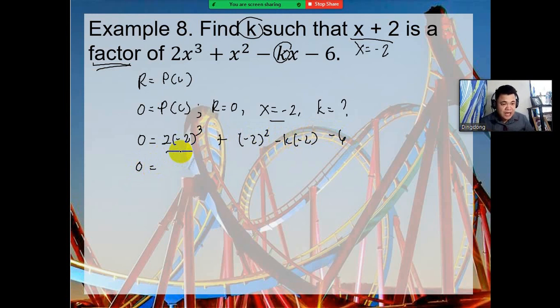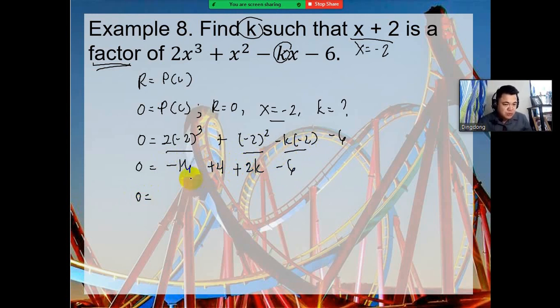So now we have 2 times negative 2 cubed. Negative 2 cubed is negative 8, times 2, it's negative 16. Then negative 2 times negative 2 is positive 4. Then negative k times negative 2 is positive 2k. And then bring down negative 6.